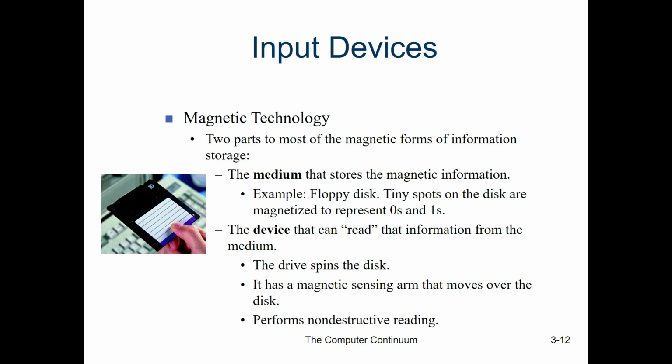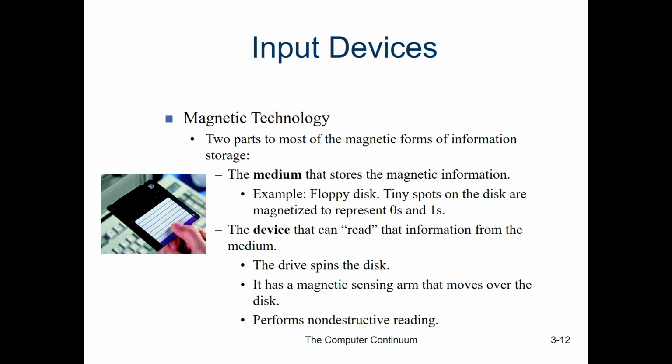Two parts of most magnetic forms of information storage: the medium that stores the magnetic information, for example a floppy disk, which I am sure we don't use anymore because it is really outdated. Just for the sake of knowledge, I've mentioned it here. There are tiny spots on a disk that are magnetized to represent 0s and 1s, and whenever reading some information from the floppy disk, those magnetized disk spots are being read by the computer.